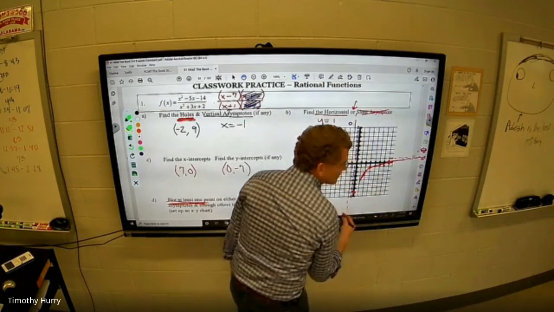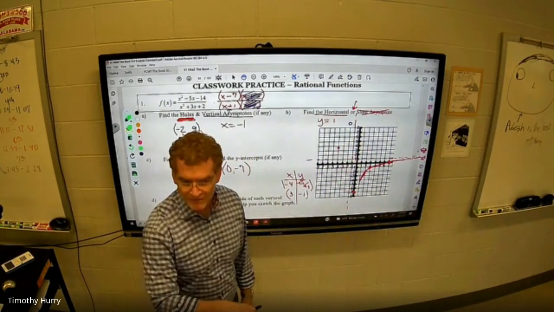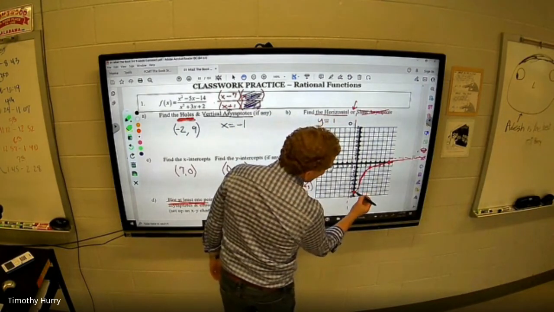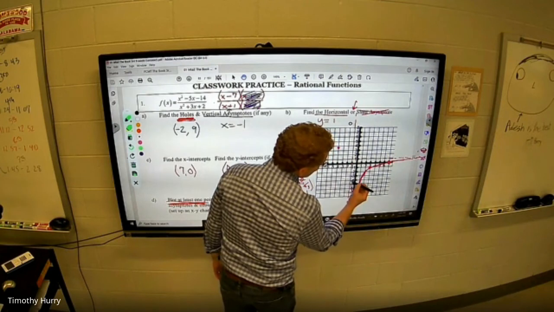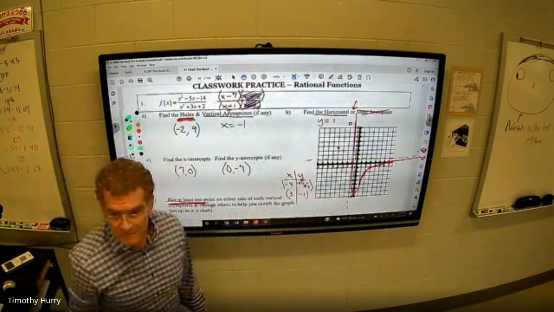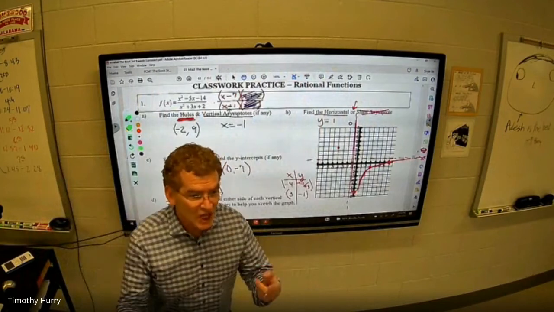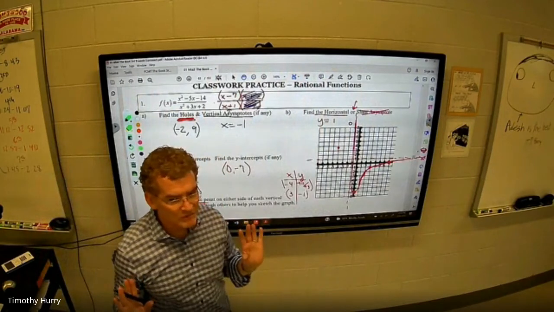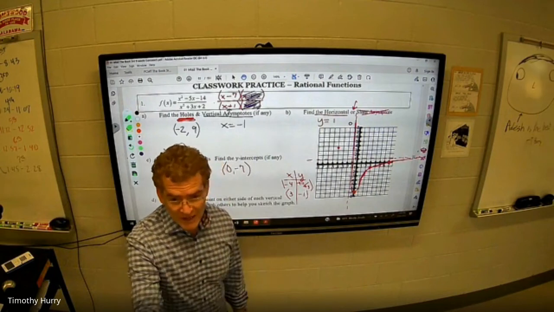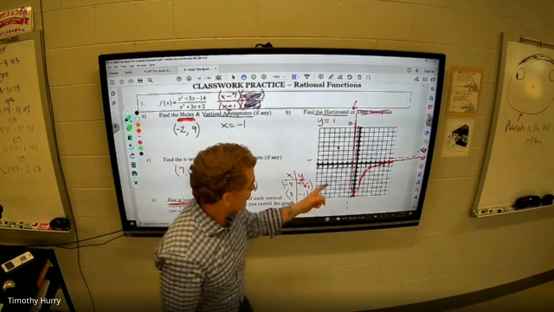Now I have a question. What's to keep this graph from coming down here, hitting that point, turning around, and shooting up? It's a VA. There's not. And you're allowed to cross a horizontal. You just can't cross a vertical.